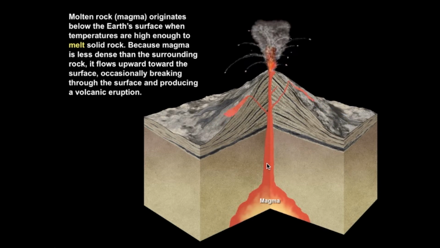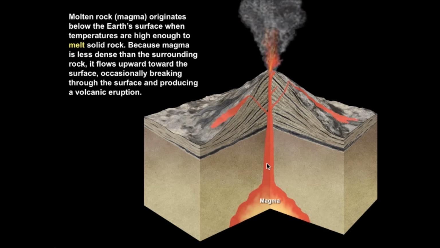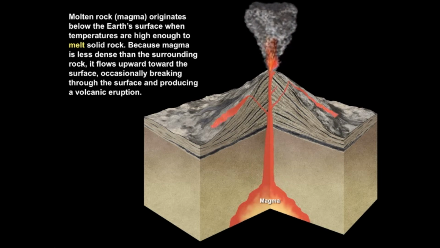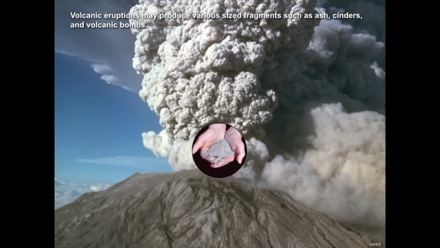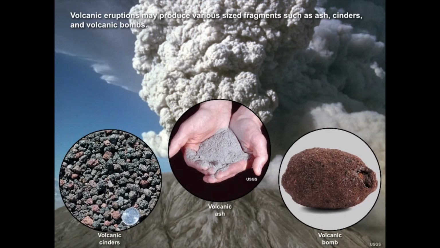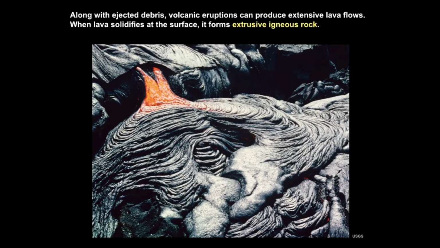Because magma is less dense than the surrounding rock, it flows upward toward the surface, occasionally breaking through the surface and producing a volcanic eruption. Volcanic eruptions may produce various sized fragments, such as ash, cinders, and volcanic bombs. Along with ejected debris, volcanic eruptions can produce extensive lava flows. When lava solidifies at the surface, it forms extrusive igneous rock.